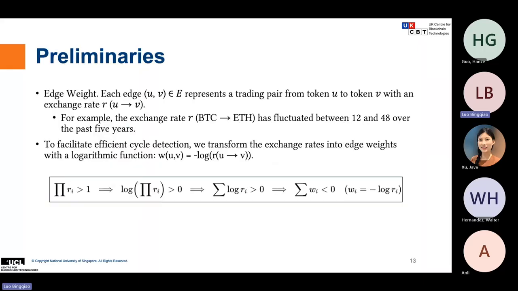With the graph, we define the edge weight to represent the exchange rate between two tokens. To facilitate the efficiency of cycle detection, we use a minus log transformation of the exchange rate to represent the weight. The reason is that in the product space, arbitrage corresponds to cycles where the product of the exchange rates is greater than 1, which means we can get more output than input. After the log transformation, it becomes simply a cycle whose weight sum is less than 0. And a more negative weight usually corresponds to a more profitable opportunity.